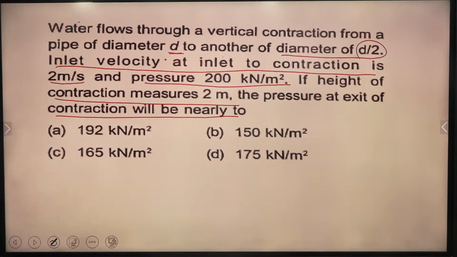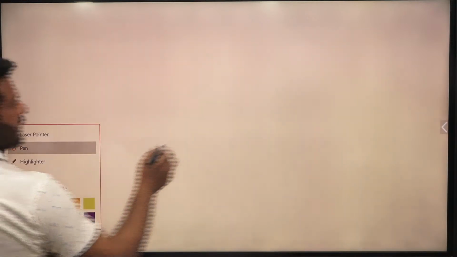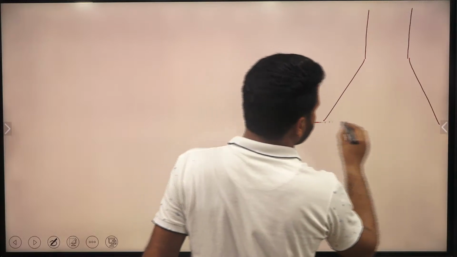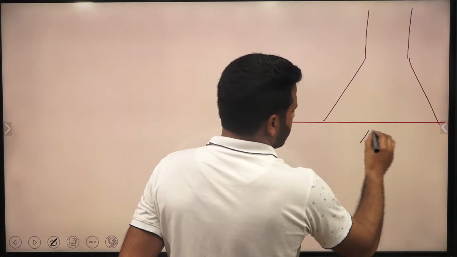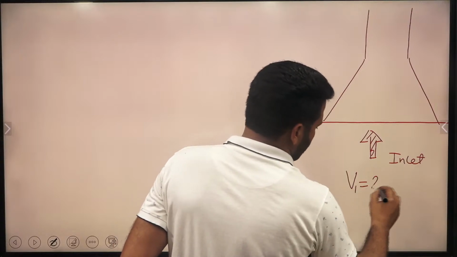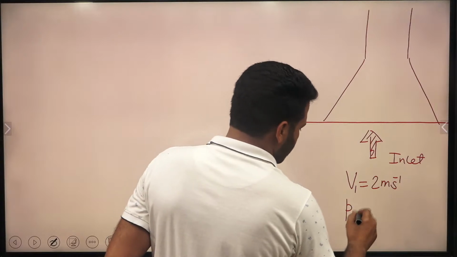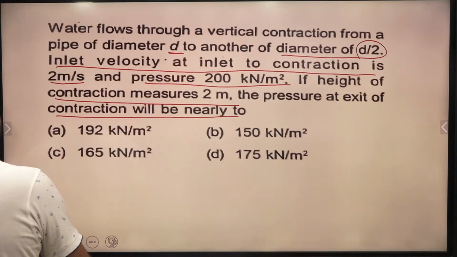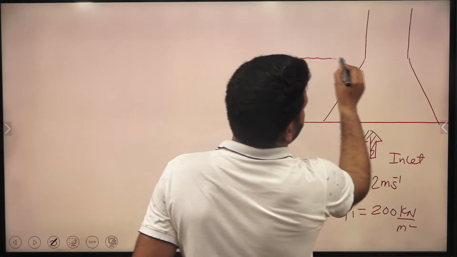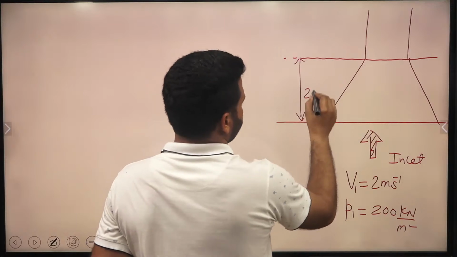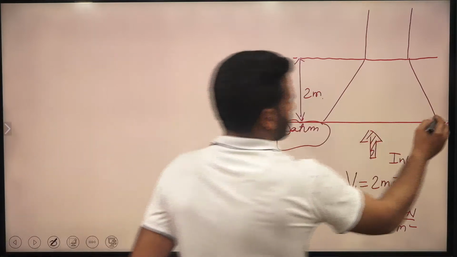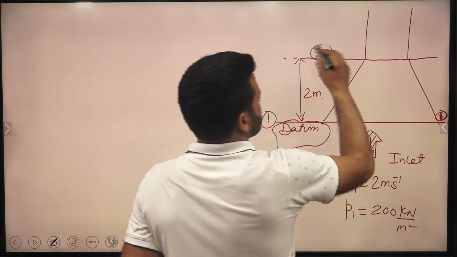Okay, so let's solve this question. First of all, let me draw the figure. Here we have the contracted formation like that one. Let this be the inlet. The velocity at inlet, let it be V1, is 2 meter per second, and the pressure at the inlet was 200 kilonewton per meter square. He said the distance of the contraction from the inlet was 2 meter. I am considering that amount because I have to apply Bernoulli's equation between section 1, the inlet, and the contraction point, section 2.